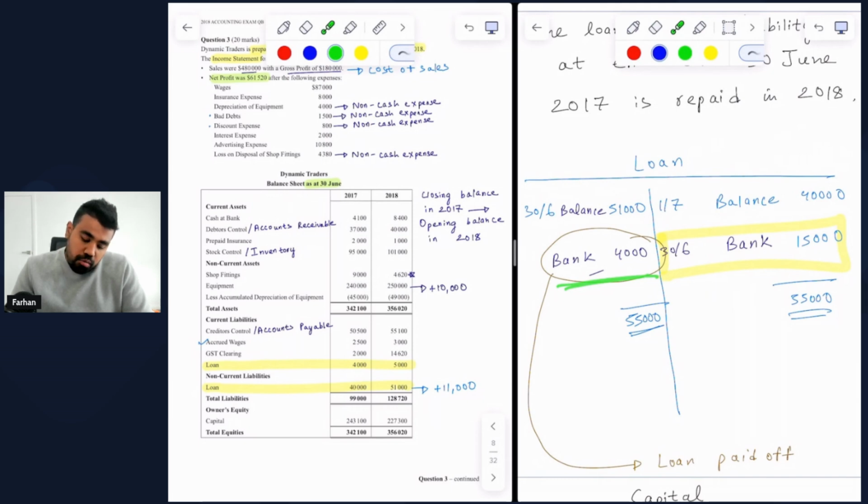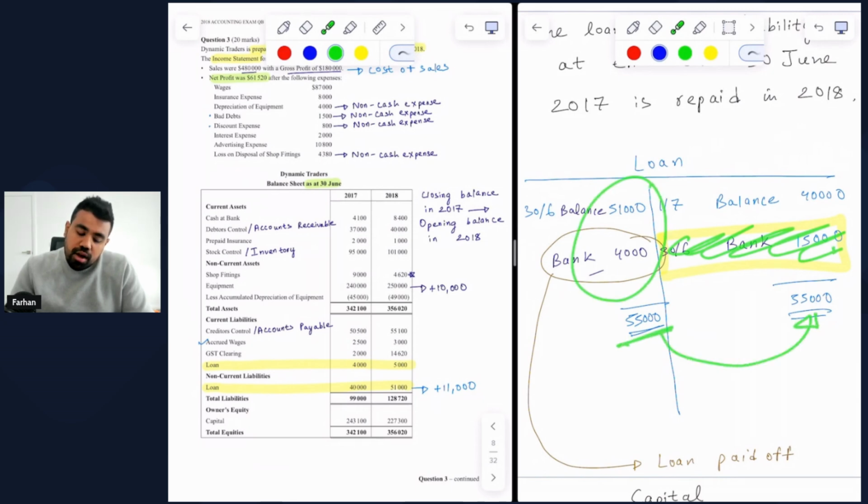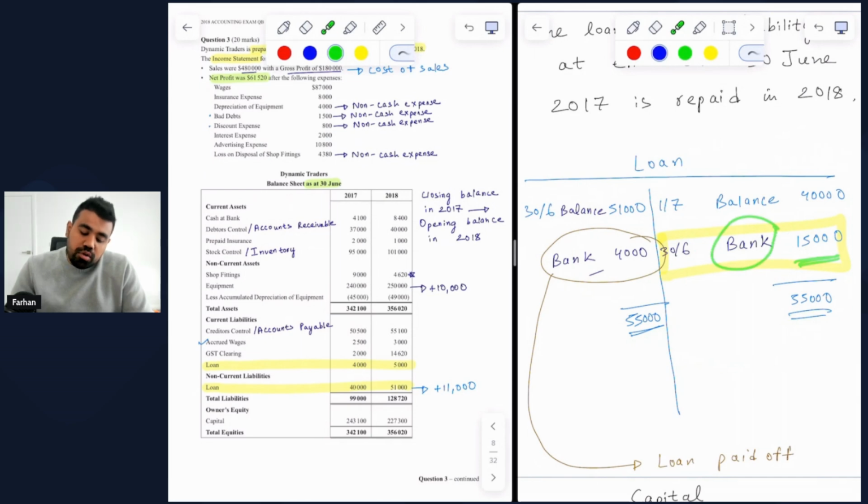Okay, so let's assume we do not have this to begin with, which is what we're trying to find out. And we find the total of everything on the heaviest side, which is the debit side, which gives us 55,000. That must be the total on the credit side as well. And once we subtract the opening balance of 40K, we are left with $15,000, which refers to an additional loan that has been taken during the year.